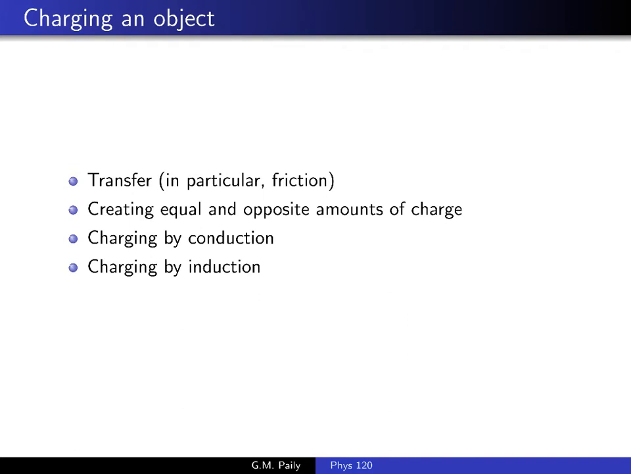How can we charge an object? The different ways of charging an object are the transfer of charge, in particular by using friction, creating equal and opposite amounts of charge, charging by conduction, and charging by induction. Both charging by conduction and charging by induction are actually related to the transfer of charge, and we will discuss these after we have learned a bit more about conductors and insulators. For now, let us look at the transfer of charge, that is charging by friction.